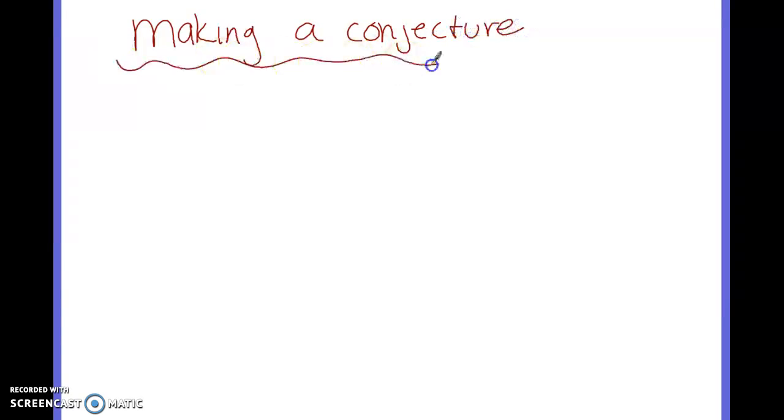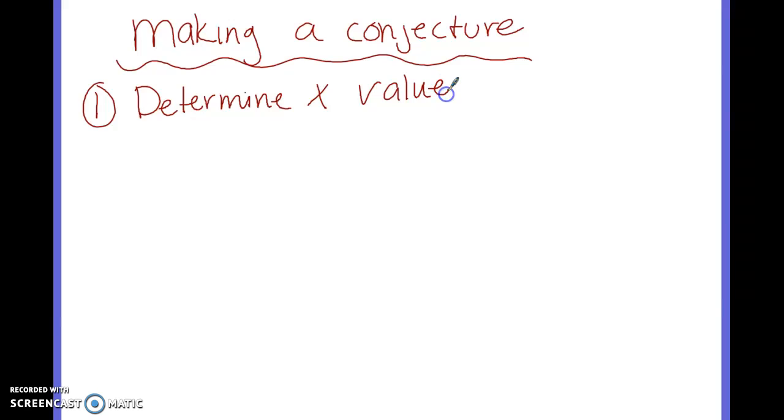Okay. All right, so this is your second part of your notes. We're going to title these ones Making a Conjecture. There's only 3 steps to making a conjecture. Number 1, you need to determine the x value. That is usually given in the question. So step 1, you have to determine the x value, and it's given in the question.